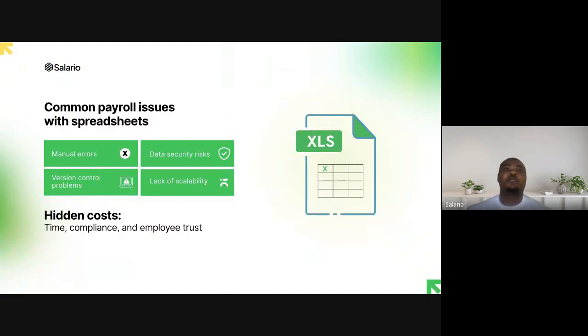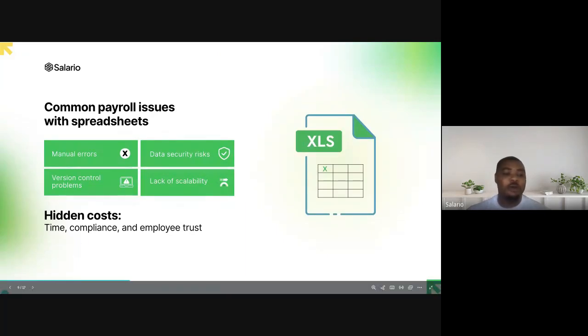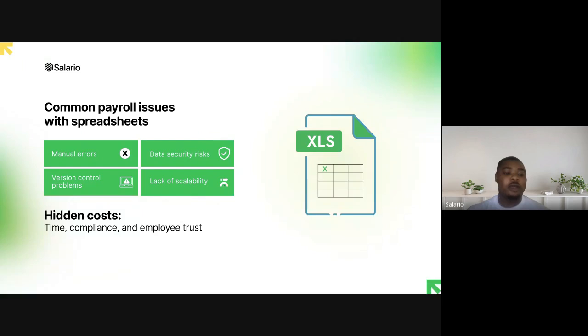Some of the common issues with spreadsheets are manual errors, data security risk, version control problems, and lack of scalability. When you look at these issues, it looks like they're not issues until you begin to scale your organization. Let's say you're a business owner and you employ an HR person, business continuity would be a concern for you. Data living in a spreadsheet can be open to everyone. There is no access privilege limiting specific people to specific files and specific information.